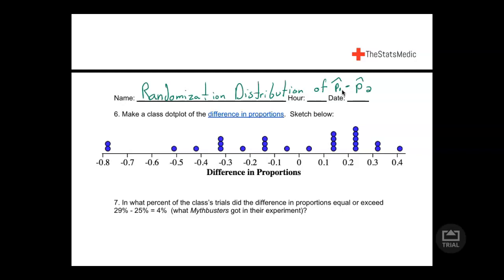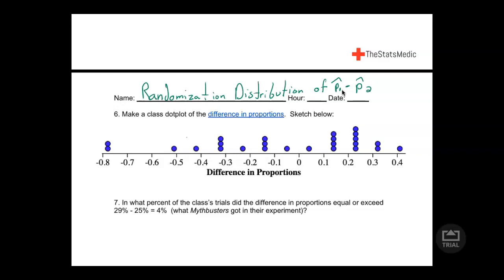Okay, so what does each dot represent? Each dot represents a sample of 50 subjects broken up into the 2 groups, calculating the proportions and taking the difference of each proportion, and these are each of the differences.